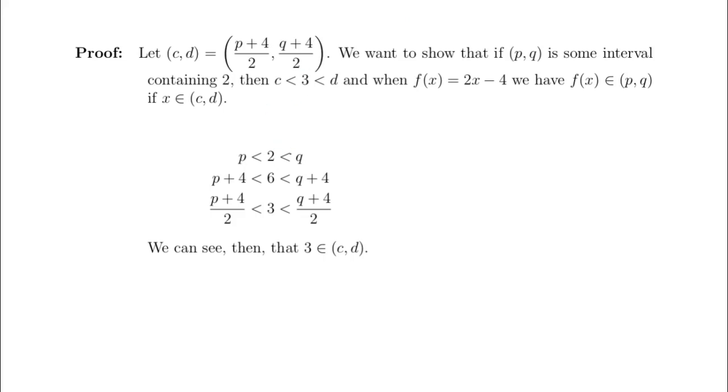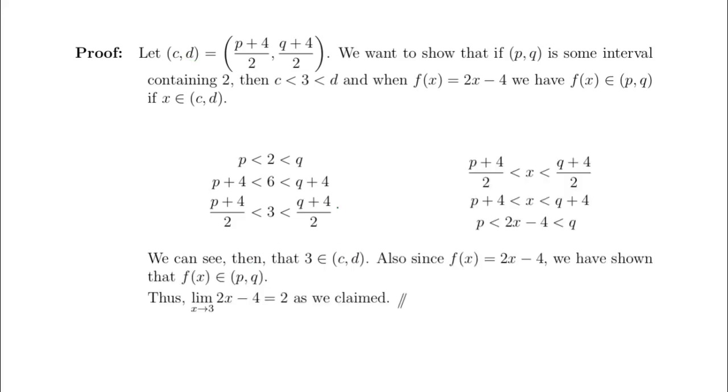I'm saying 2 is somewhere in between P and Q. And then I can go ahead and just add 4 to both sides and divide by 2. And you'll notice that means that 3 is in the interval that we claimed was CD. So we can see then that 3 is in C to D. No problem. This is the really important part, though.